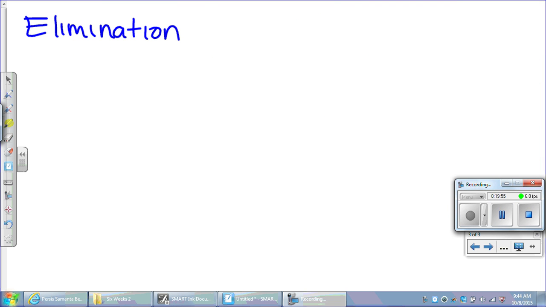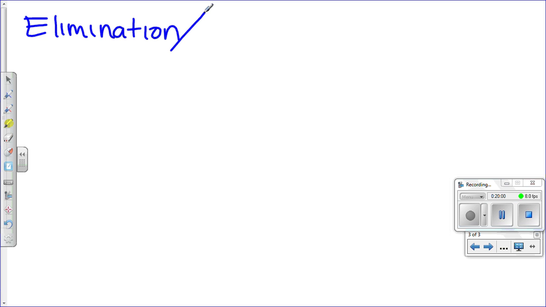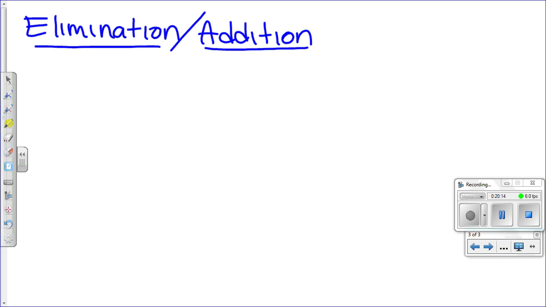Next method we're going to cover is elimination, and also this method is known with another name. Do you guys know what name is that? No. Combination. Besides that? Addition. So elimination, some books refer to it as elimination, others as addition, others mention both.